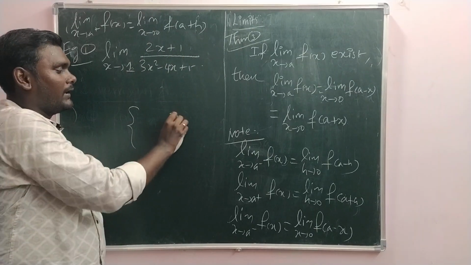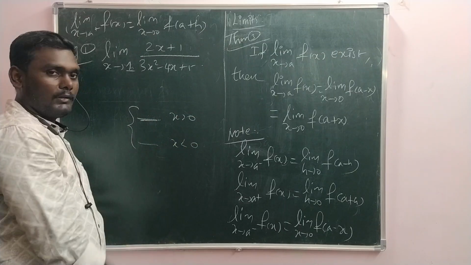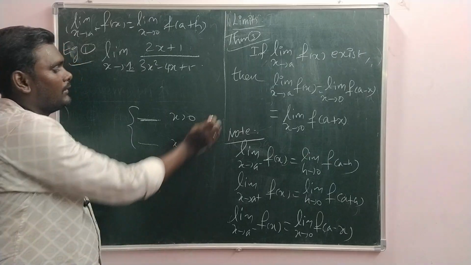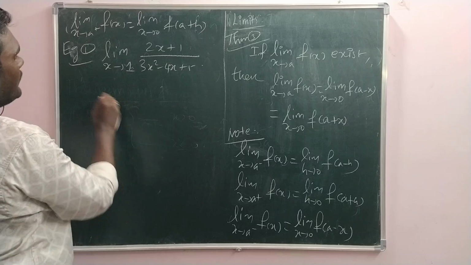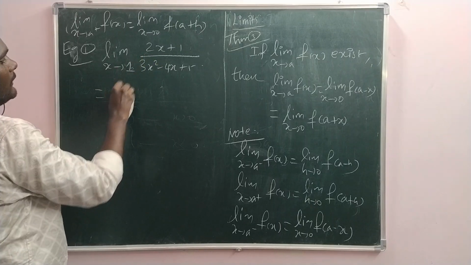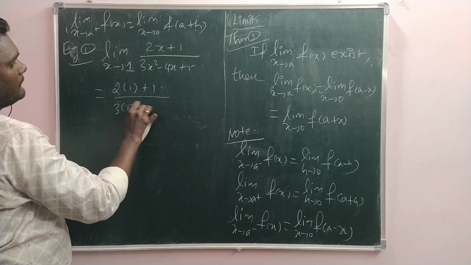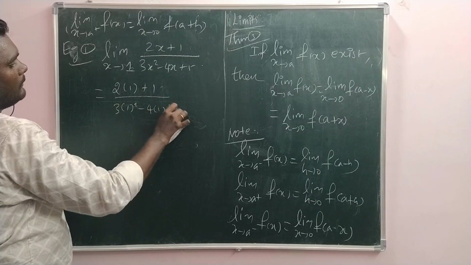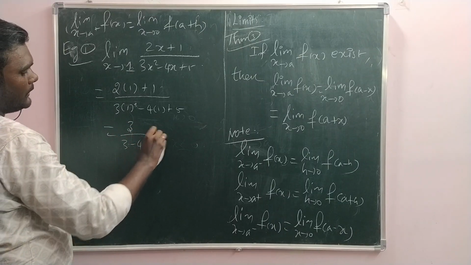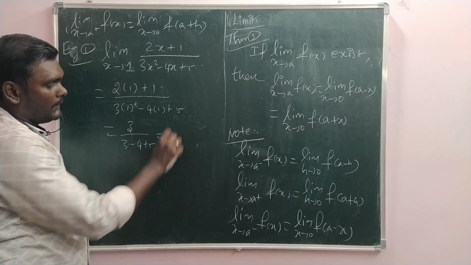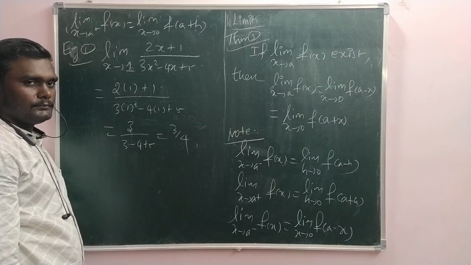Unlike the previous one, when x is greater than 0, one separate output will come. When x is less than 0, another separate output will come. Here it is not so. So left limit, right limit not needed. It is not a separate function. Then what is the value of this? You substitute 1, that's all. 2 into 1 plus 1, over 3 into 1 square minus 4 into 1 plus 5. So which is 3 by 3 minus 4 plus 5, which is 3 by 4. This is the value.